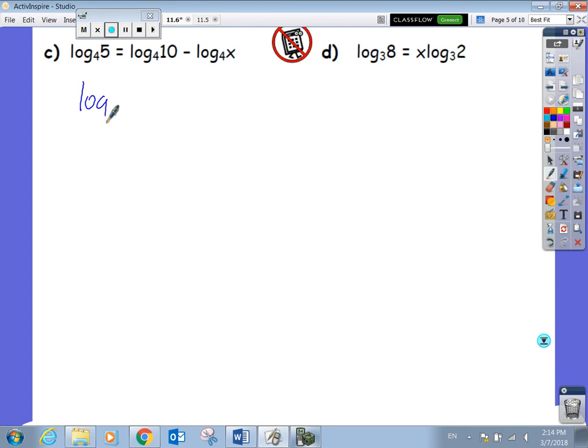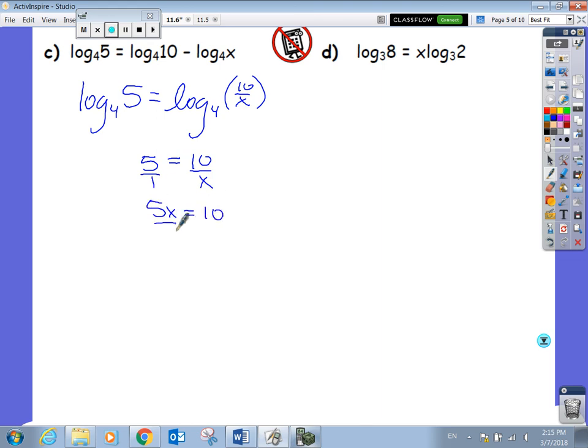So this is log base 4 of 5. We can combine those using that law from yesterday, log base 4, let's see, 10 over x. That would be the work I would expect to see. At minimum, that step of work right there. Some of you can look at that and know what x is. If you're still not sure, 5 equals 10 over x. Still not sure? Cross multiply, divide by 5, and you get x equals 2.